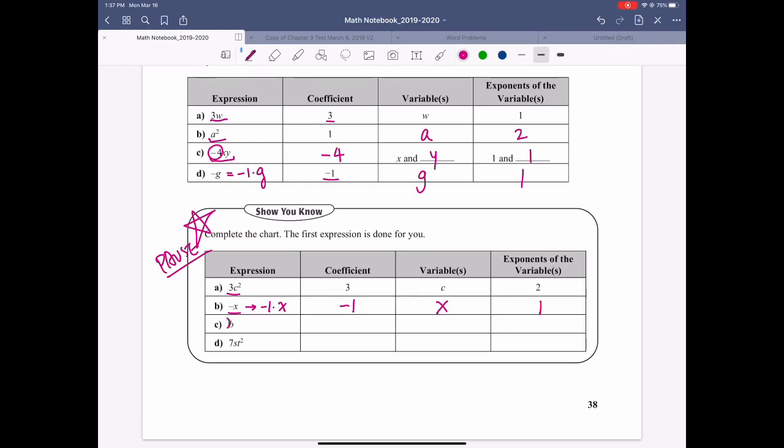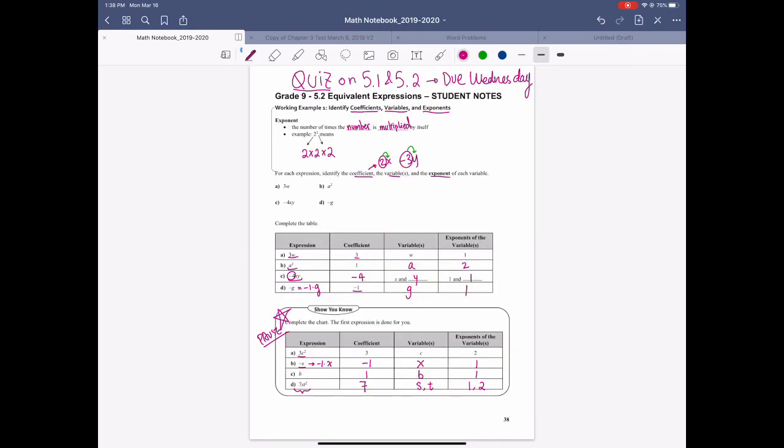So there's nothing in front of b here. Coefficient will be automatically a 1, it's hidden. Okay, no exponent on b, so the exponent should be 1, hidden as well. Our variable would be b. So coefficient in this case, the number times the variable, is 7. Variable is s and t. Exponent is 1 on s and 2 on t. Great job if you got it all right.